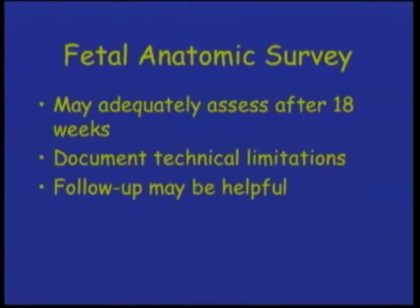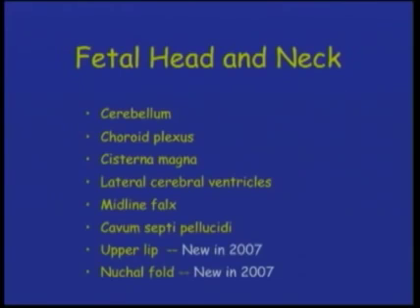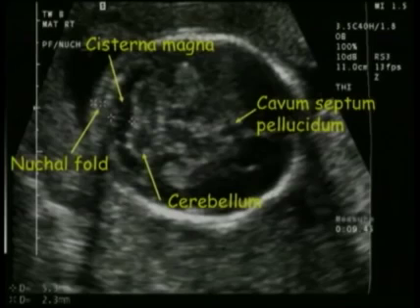Now the fetus also has to be looked at for an anatomic survey, and this can usually be done after 18 weeks gestational age. There will be technical limitations in some patients that are larger or when the fetus is in an unusual presentation, and follow-up may be helpful in those cases. So we're going to go through the fetus from head to foot. When we look at the fetal head and neck, the guidelines tell us we need to look at the cerebellum, the choroid plexus, the cisterna magna, the lateral cerebral ventricles, the midline falx, the cavum septi pellucidum, the upper lip, and the nuchal fold, both of which were added in the 2007 guidelines.